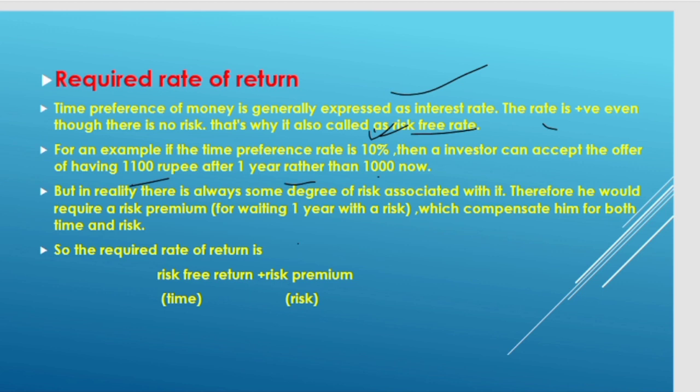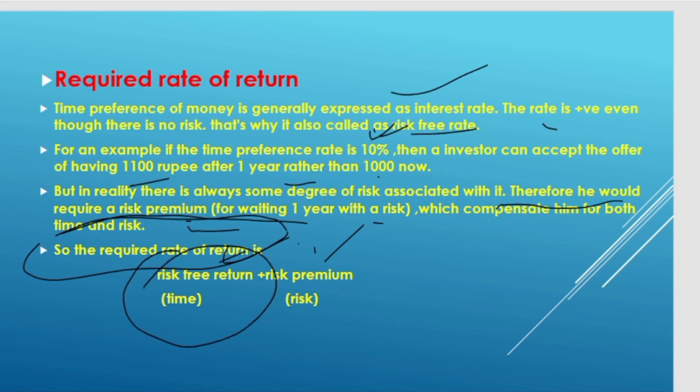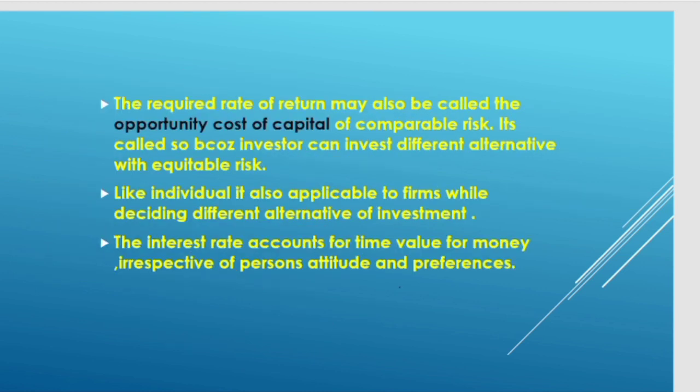But in reality, there is always a degree of risk associated with it, as I have already told you. Finance teaches you that there is always a risk associated with return. Therefore, the investor would require a risk premium for waiting 1 year with a risk, which compensates him for both time and risk. So, the required rate of return is the risk-free return plus the risk premium. The risk-free return compensates you for waiting 1 year, that's the time value, and the risk premium compensates you for waiting 1 year while accepting the risk. The required rate of return may also be called the opportunity cost of capital.